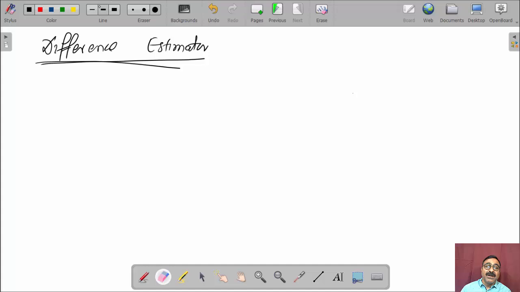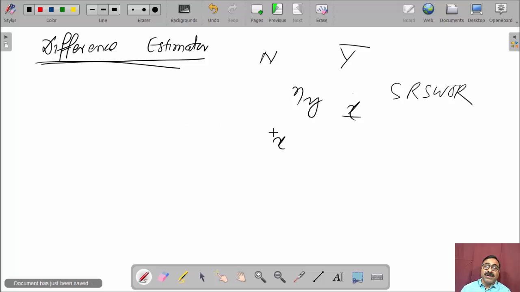We consider a finite population of N units, and to estimate the population mean Y bar, we select a sample of size n by using the SRSWOR scheme, and observe both the study variable and the auxiliary variable and calculate the x bar and y bar for this sample.